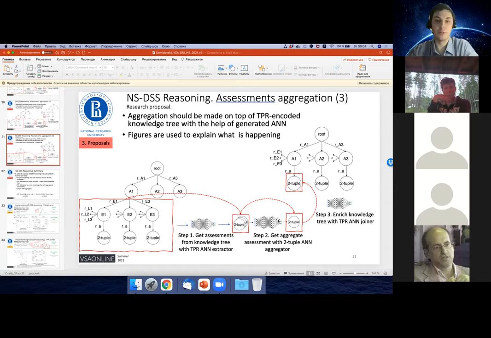Yes. So having TPRs, having a list of two tuples, each encoded as a tensor product representation, we feed it to the network, and the network then outputs the single TPR. Yeah. When we decode it, we get the fully fleshed two tuple element.